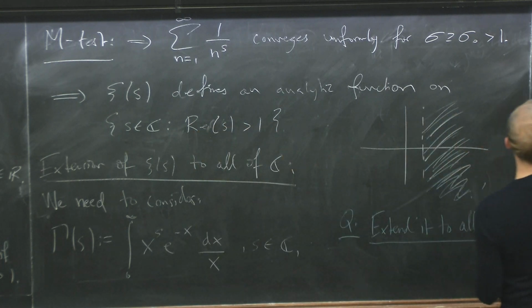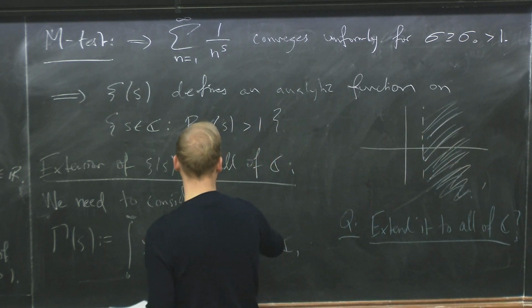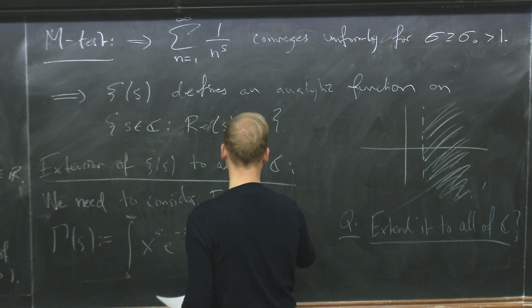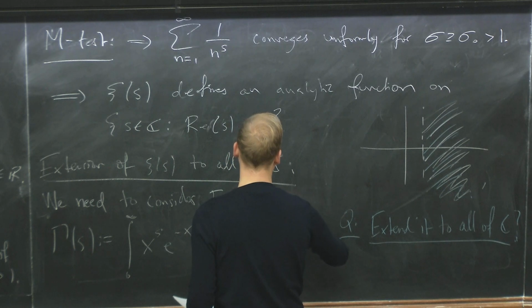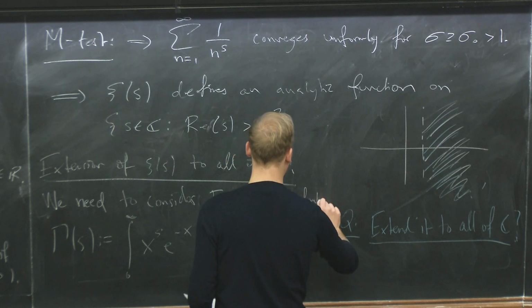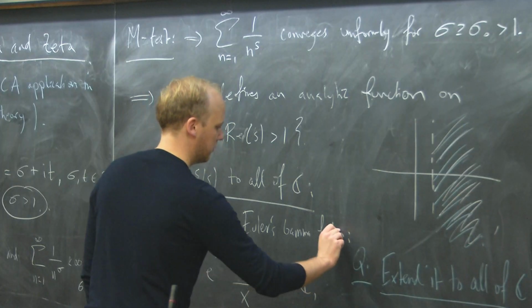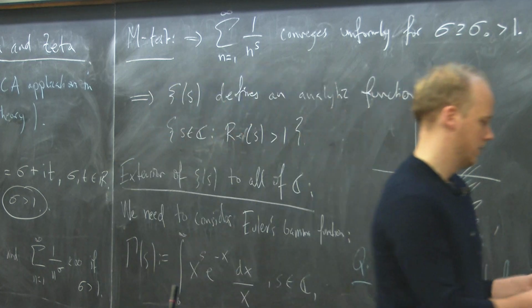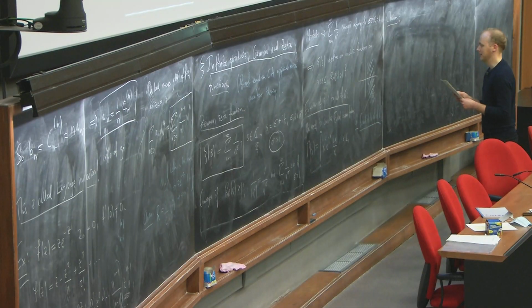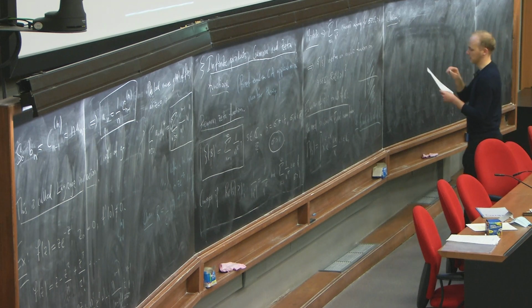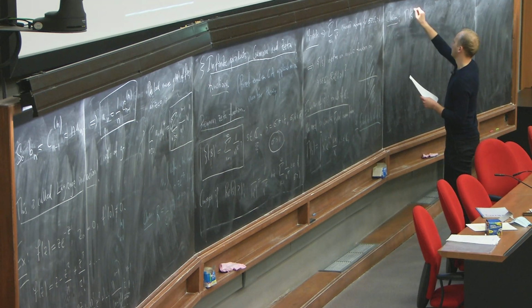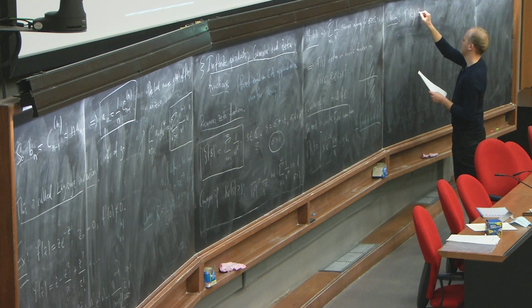And the claim, okay, so this is Euler's gamma function. Leonhard Euler, who went blind in later years, but kept doing mathematics anyway. The claim: gamma of s is analytic.